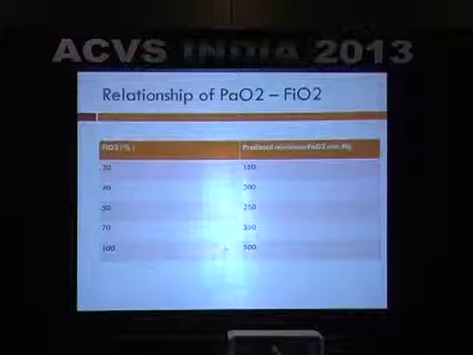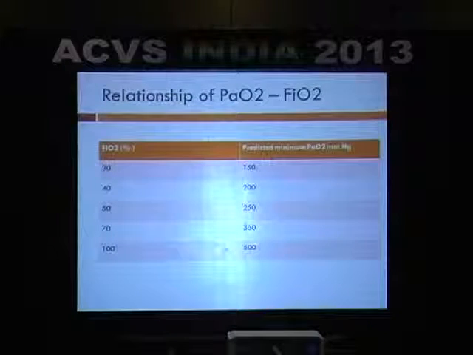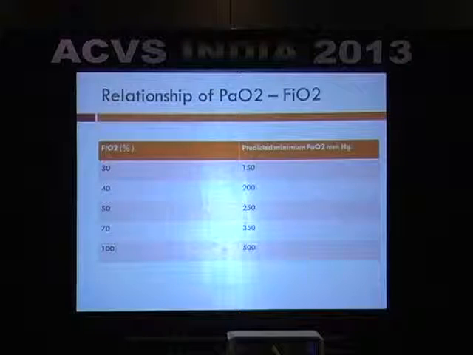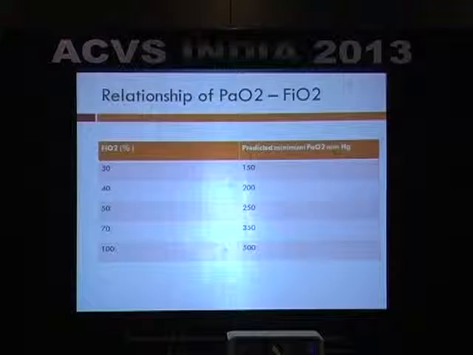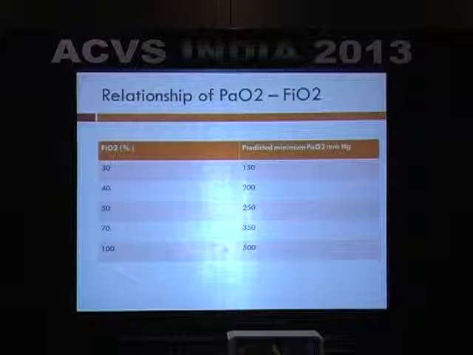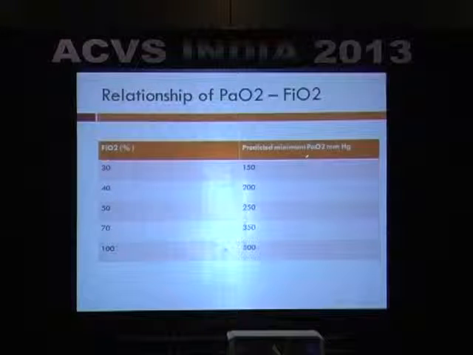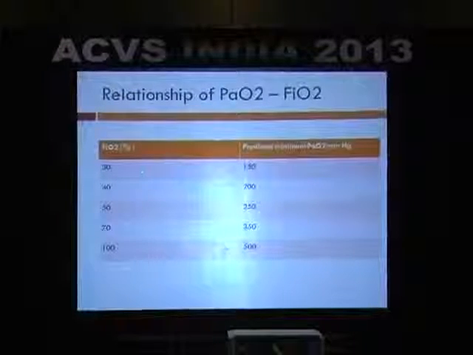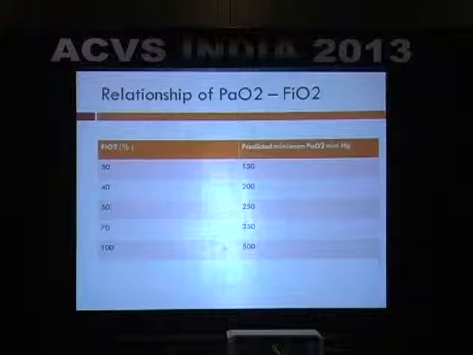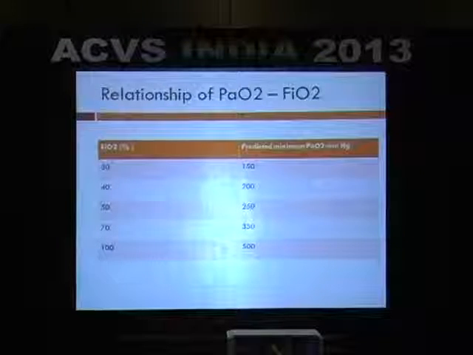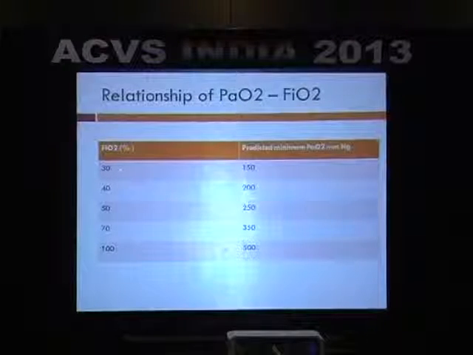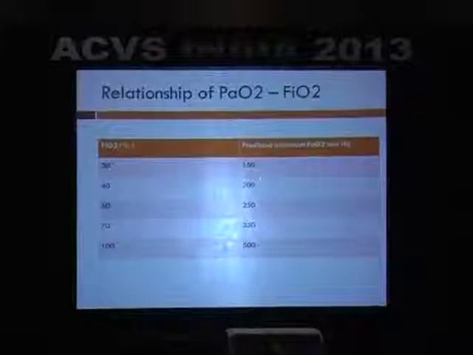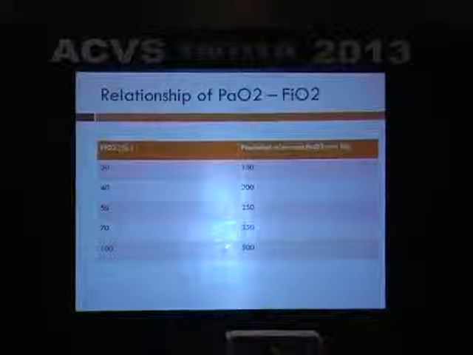And most of the patients who require ABG are hypoxemic. So we did not remove the patient from oxygen to just do an ABG. The simple rule of thumb is that if the patient's PaO2 is less than 5 times the FiO2, the patient is hypoxemic on room air. These are the expected levels of PaO2 on FiO2 of 30%, 40, 50, 70, and 100. So if the patient is having a PaO2 less than this, then the patient is hypoxemic on room air.